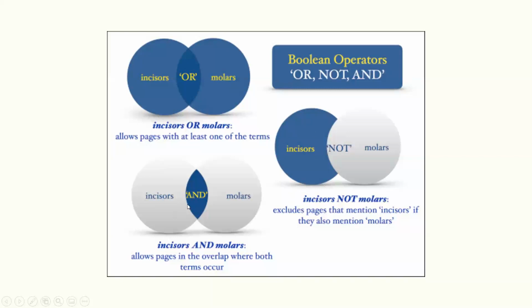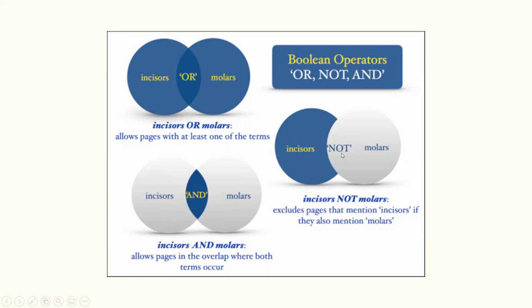The next, and the other most commonly used Boolean operator, is AND. This is where you will understand it better, I think. So when you use incisors AND molars, it will give you only the articles which contain both of these words, incisors and molars.